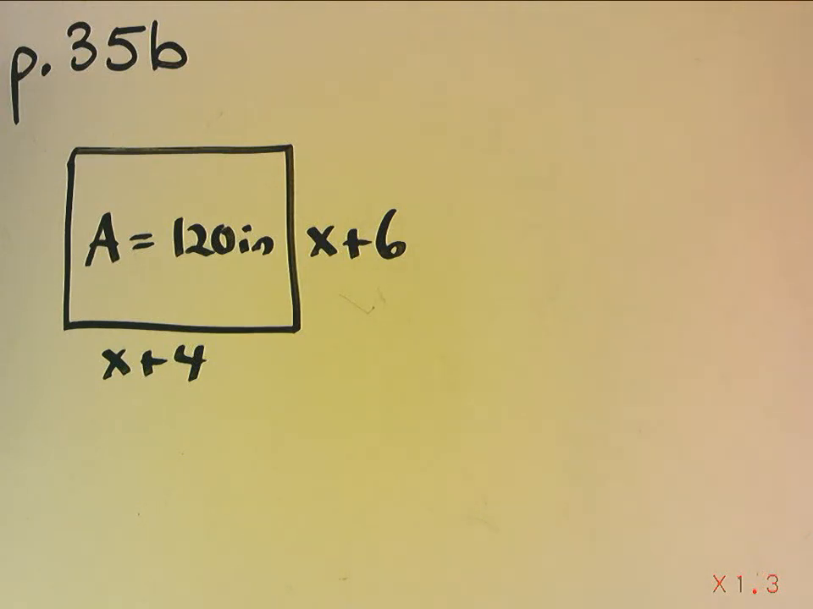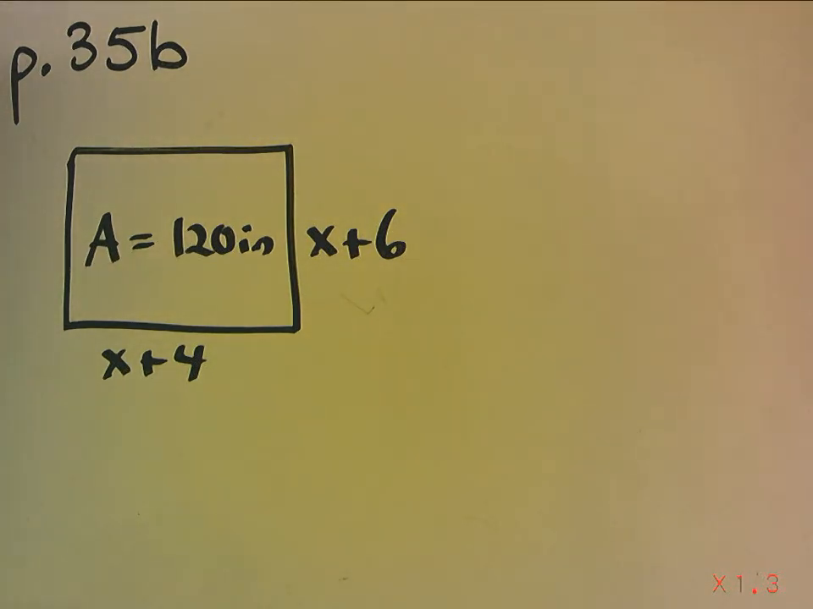Okay, turn to page 35B in your packets. We're going to go through some of these geometry word problems. So the first problem says the area of the rectangle below is 120 square inches. What are the actual dimensions of the rectangle? You must write an equation and solve.